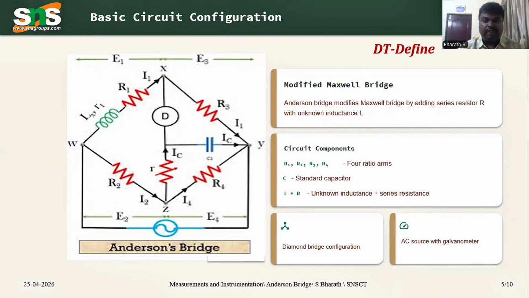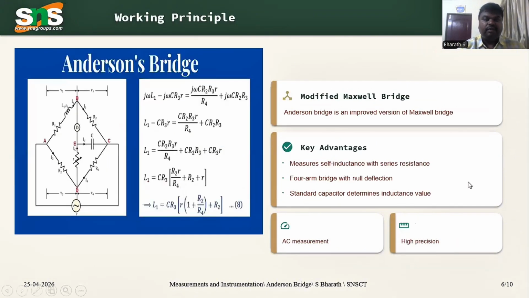Anderson's bridge is nothing but a modified Maxwell's bridge, obtained by adding a series resistance with the unknown inductance. The circuit elements you can see here are R1, R2, R3, and R4, the four resistances in the arms. C is the standard capacitor, and L plus R is the unknown inductor plus resistance. This shows the diamond configuration with the AC source voltage and the galvanometer.